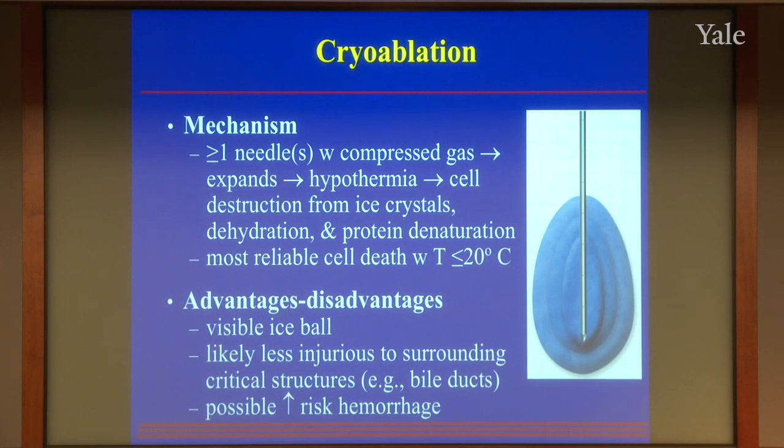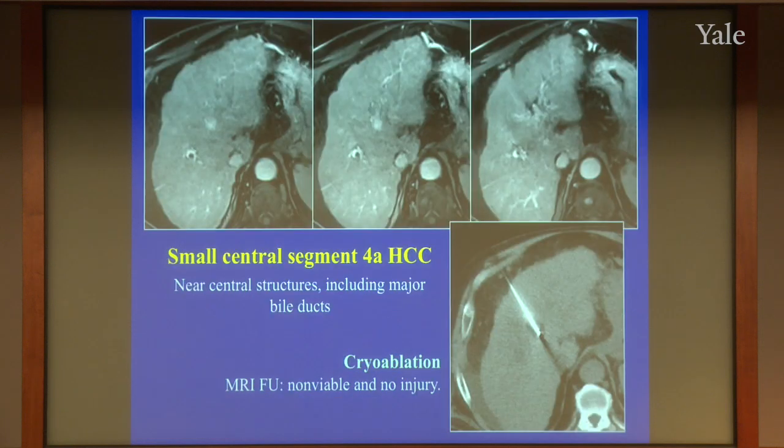Cryoablation involves putting a needle in. You send a compressed gas, and when it expands at the tip, it decreases the temperature. Most reliable cell death will occur if you can achieve a temperature less than or equal to minus 20 degrees in the surrounding tissue. The advantage is that the ice ball is very visible under CT. It's likely less injurious to surrounding structures, such as nearby bile ducts. One downside is a possible increased risk of hemorrhage, although that seems to be slight.